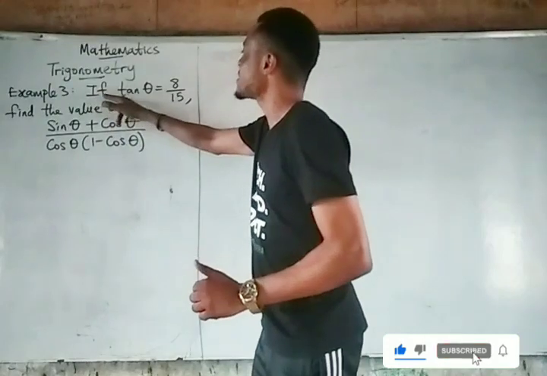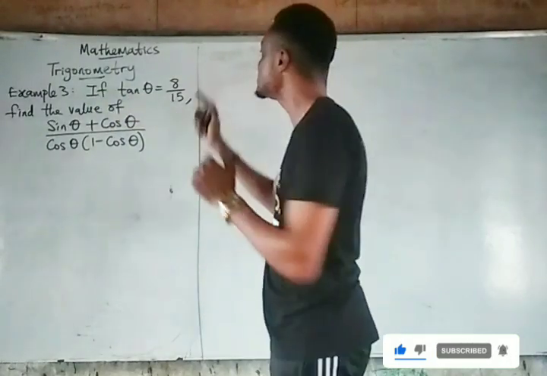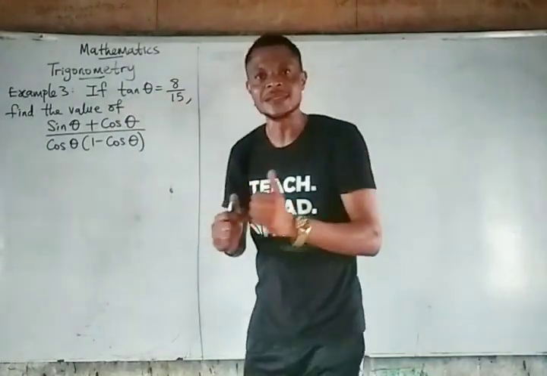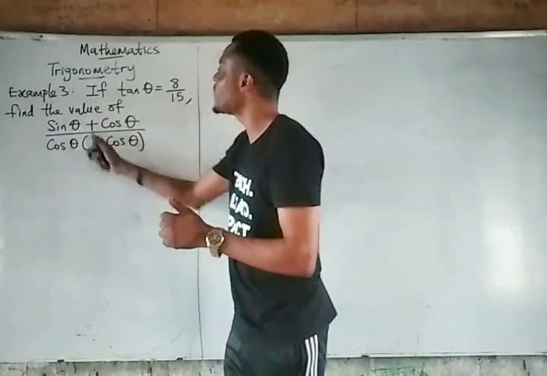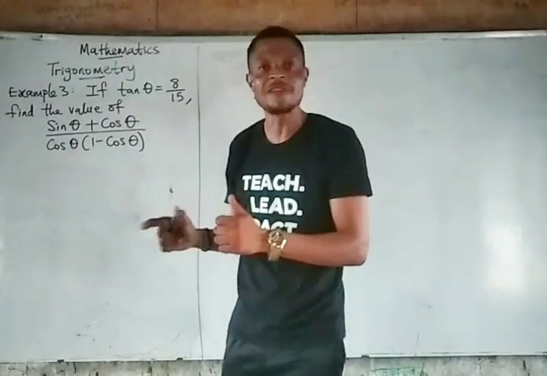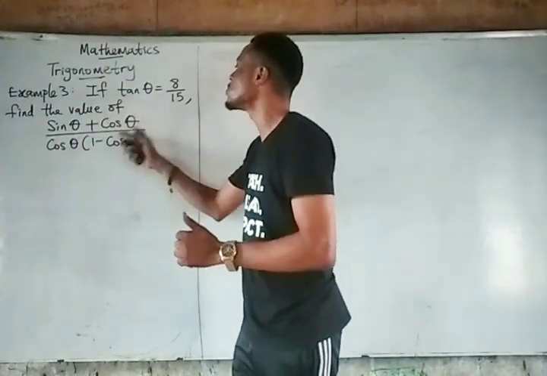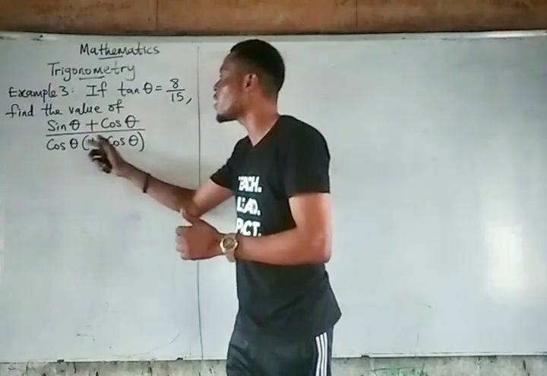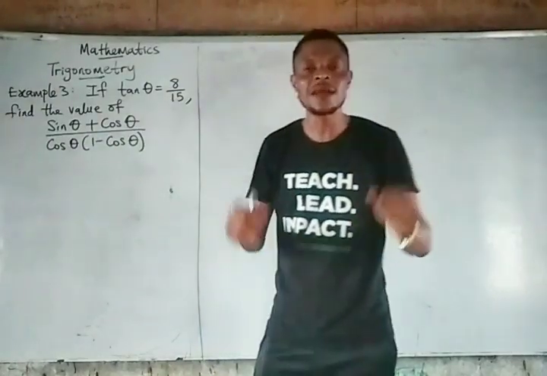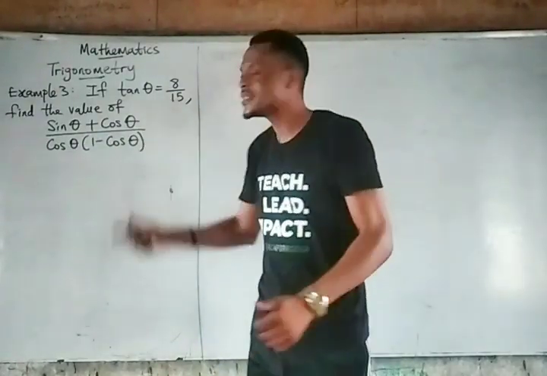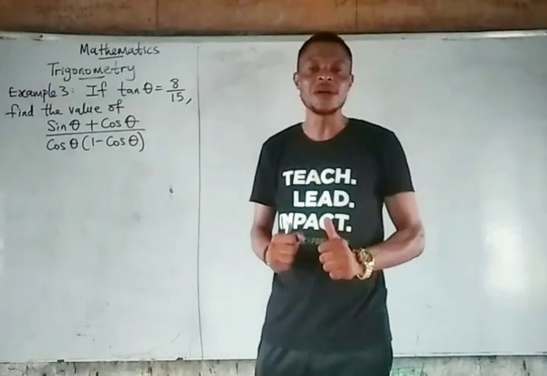We are given that tan theta is 8 over 15. Now, find the value of what we have here: sine theta plus cos theta, everything all over cos theta, open bracket, 1 minus cos theta. Easy is how it's going to be.